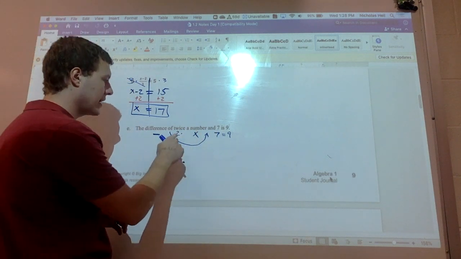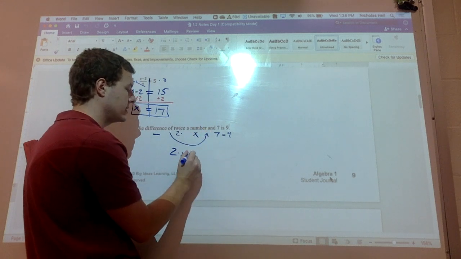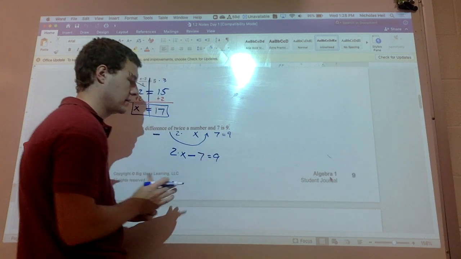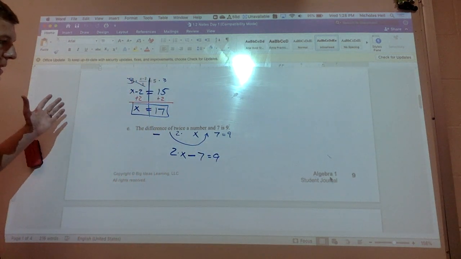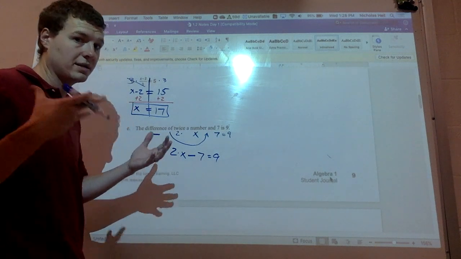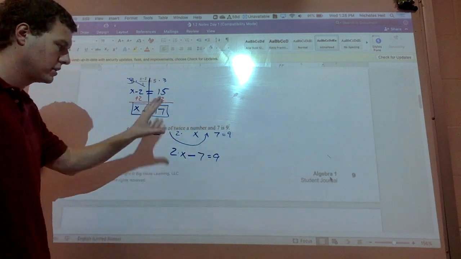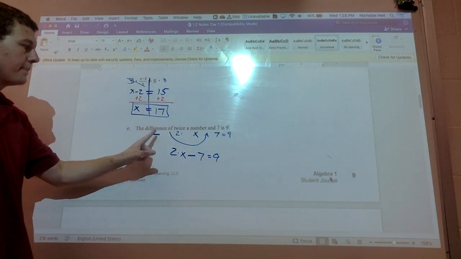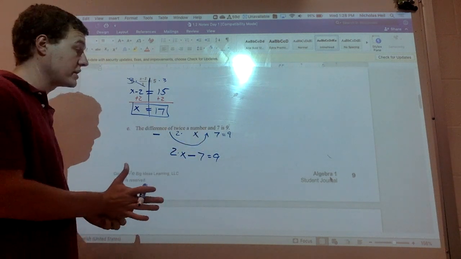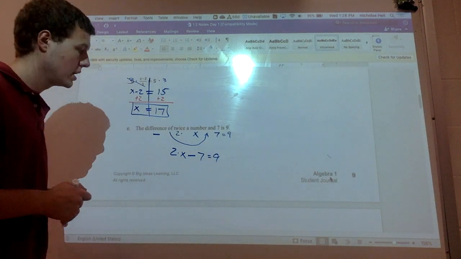So what's that going to look like? I have twice, meaning 2 times, a number is x, and there's my minus sign. 7 is 9, equals 9. Now, does that look like a better equation to you or what? 2x minus 7 equals 9. It doesn't really sound like minus 2x 7. This is how we're going to do that. We're going to look for the term of, and we're always going to move that operation to and. Now, with that being done, let's solve it.